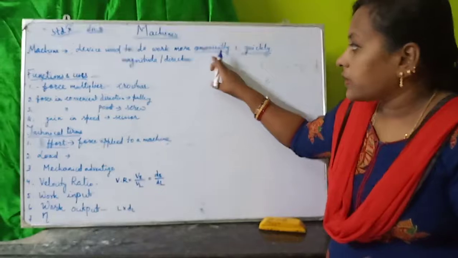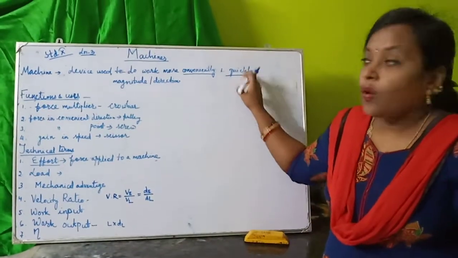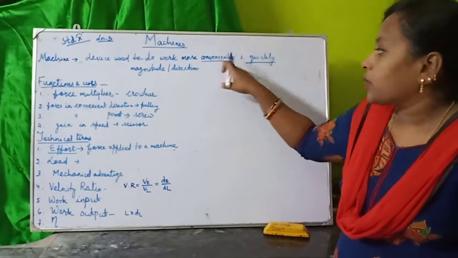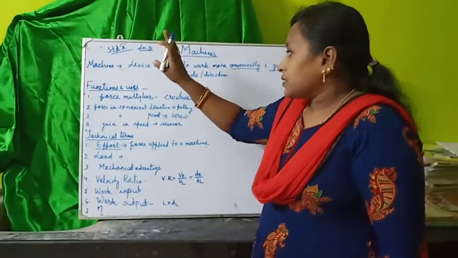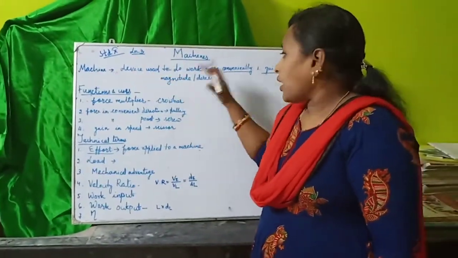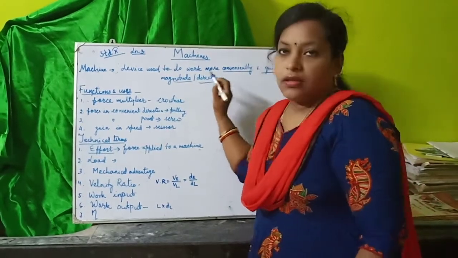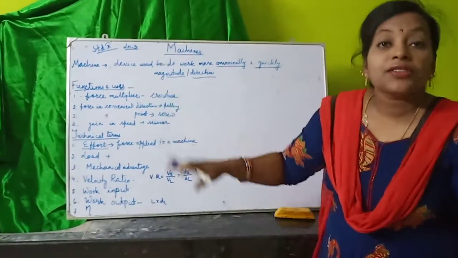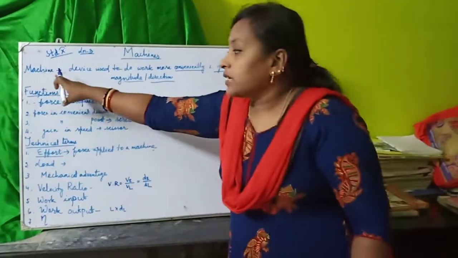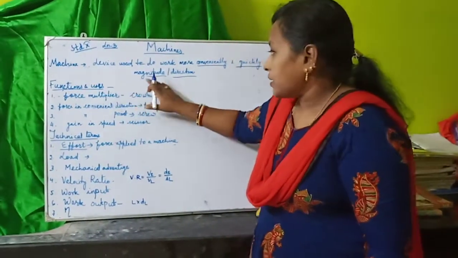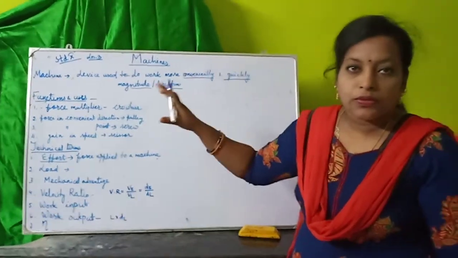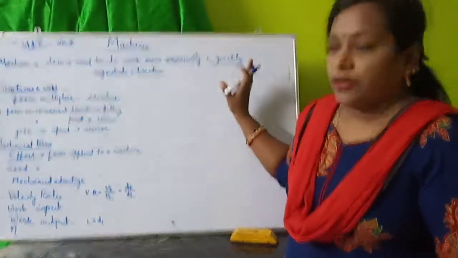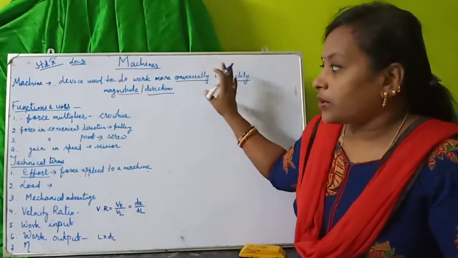How are we doing our work more conveniently and quickly using a machine? We are changing the magnitude as well as the direction of application of force using this machine. By changing the magnitude and direction of application of force, we are able to do our work very easily and conveniently. So this is all about machines.